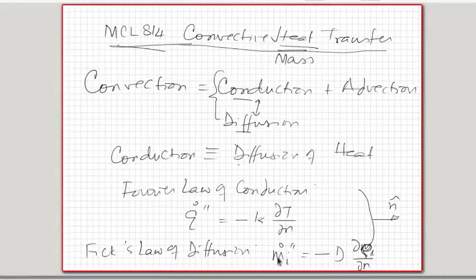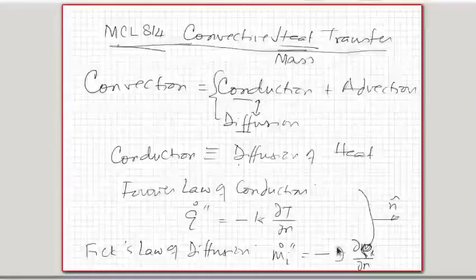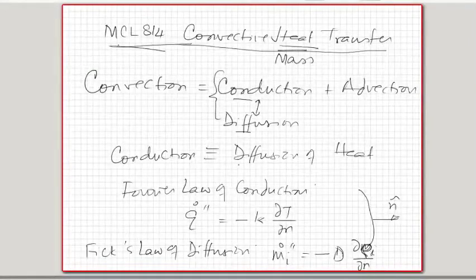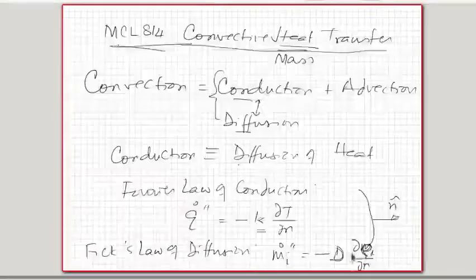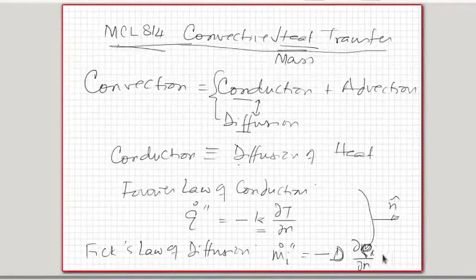So Fick's law of diffusion can be written in terms of mass flux of species i is equal to the diffusivity D, and here it's a conductivity k. Both of these are properties of the medium, and del rho_i by del n.